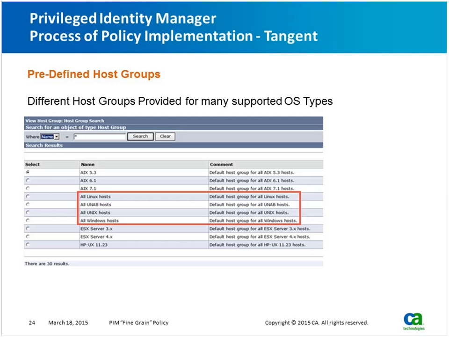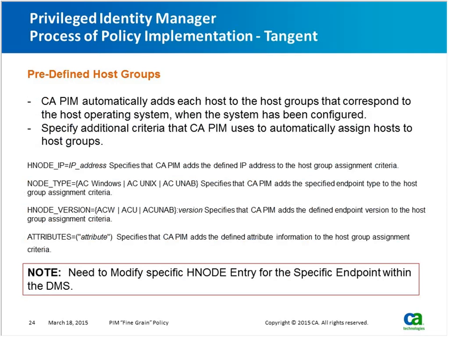The reason I've highlighted these larger buckets, called all Linux hosts, all Unix hosts, or all Windows hosts, is that independent of whether you're a Windows 2008 or 2012 box, if you're a Windows machine, it automatically goes into that host group. If you're a Linux box, independent of what version of Linux you are, SUSE, Red Hat, whatever minor version, it will put you into the all Linux hosts group. The same thing for all Unix hosts. Again, those are out of the box. Next slide, 25. There is an automatic host group creation.